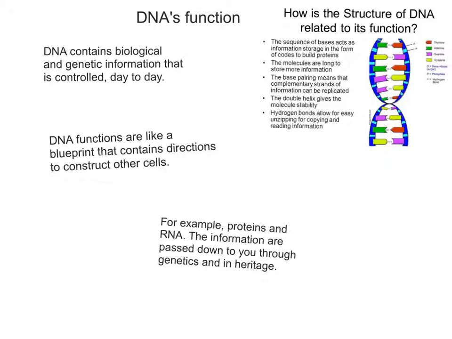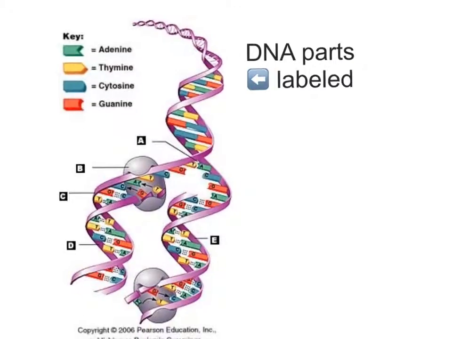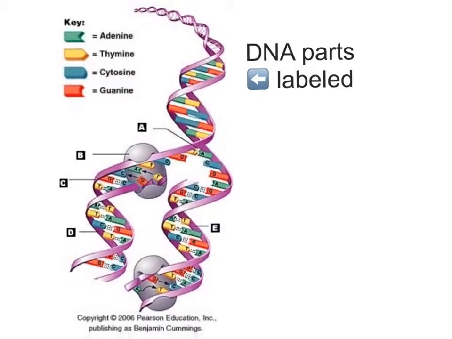DNA function. DNA contains biological and genetic information that is controlled day to day. DNA is like a blueprint that contains the directions necessary to construct other cells. For example, proteins and RNA directions are passed down to create inheritance. These are the DNA parts labeled in this picture right here.